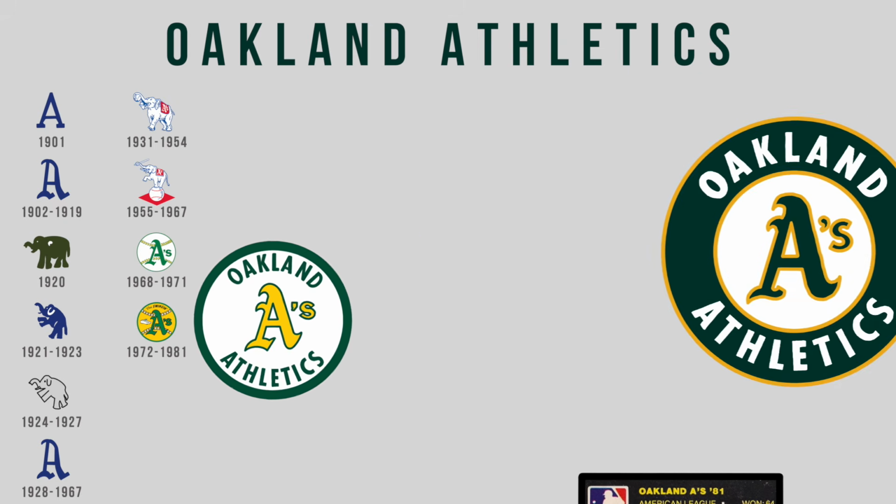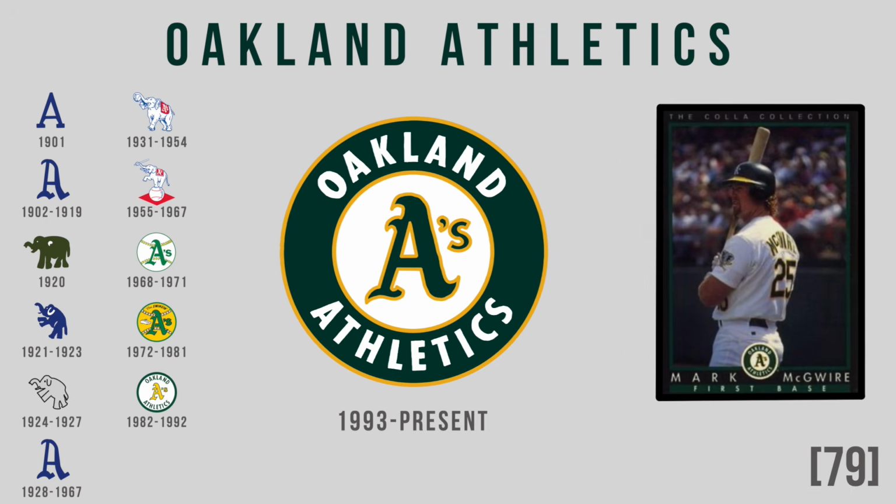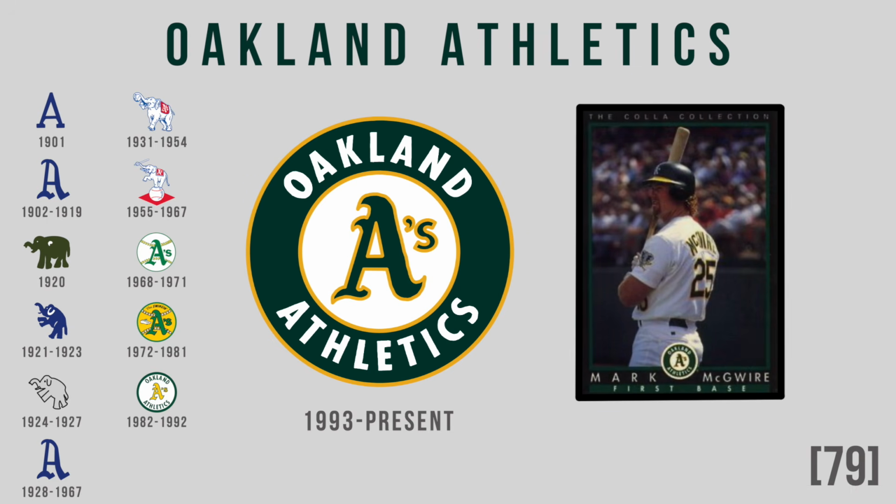Finally, in 1993, the logo was redesigned to a circle logo that is still used by the team today. A green circle with a white circle in the center. Inside the white circle is the team's A's in green with a yellow outline. Across the top and bottom of the thick green border is the team name Oakland Athletics, which you can see from that first season here in 1993 on the baseball card of who else than Mark McGwire.